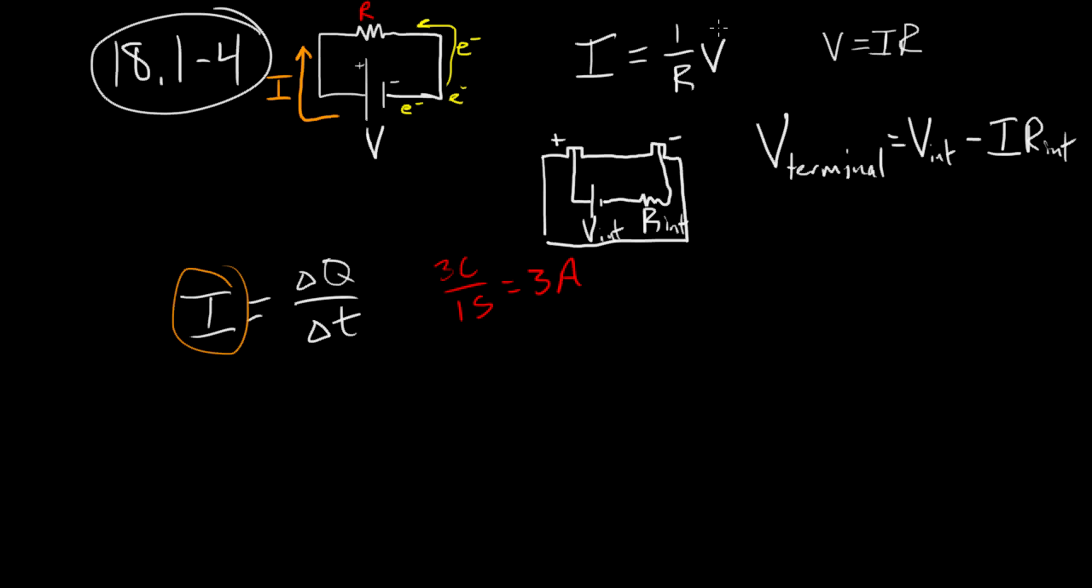There's another thing that you can tell from this equation, and that is that if 1 amp equals 1 over 1 ohm times a volt, then you know that 1 ohm is equal to 1 volt divided by 1 amp. And that's useful because this ohm is actually made up of a bunch of different things. Remember, the volt is a joule per coulomb, an amp is a coulomb per second.